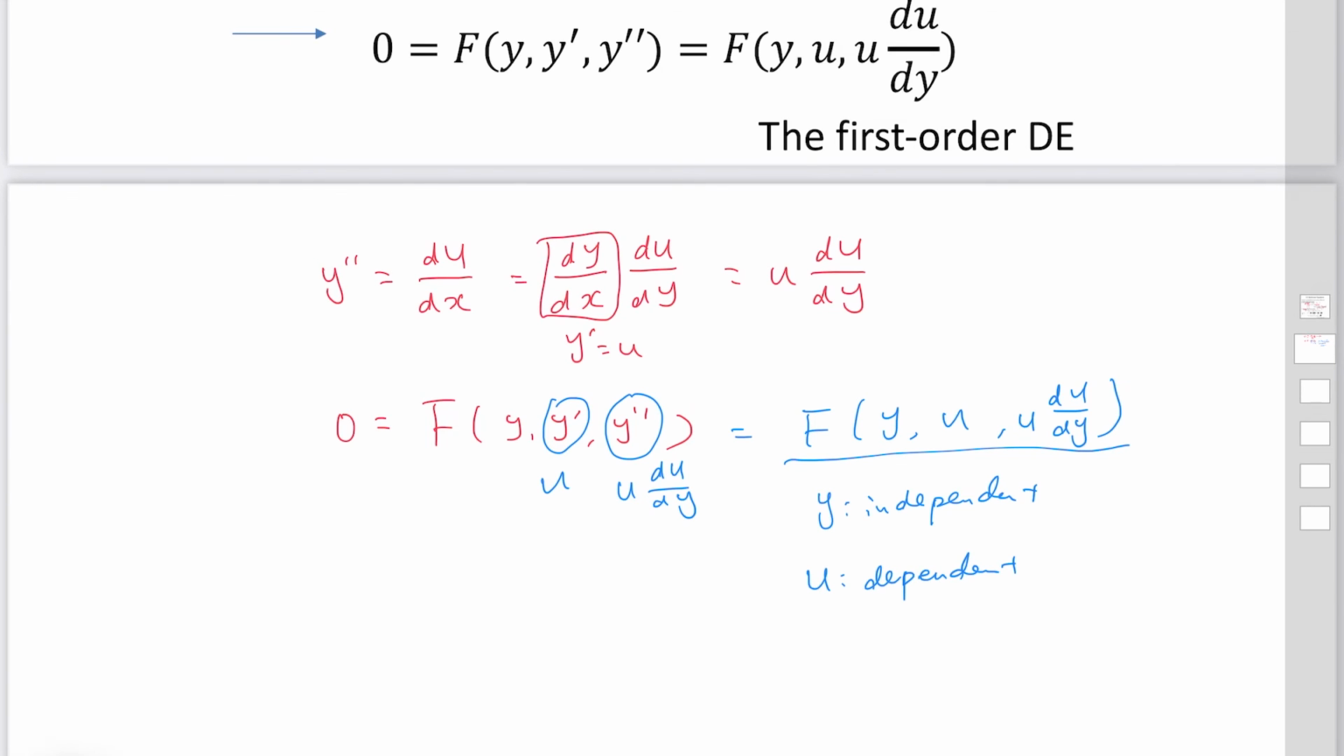Okay, I explained the two special cases to solve nonlinear differential equations. Okay, this is the end of this session.